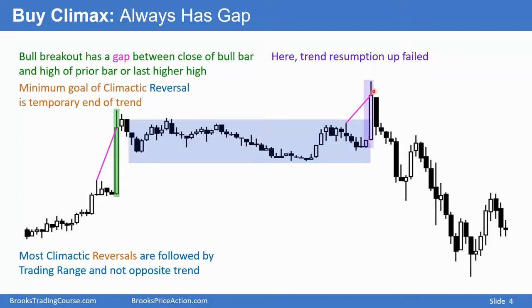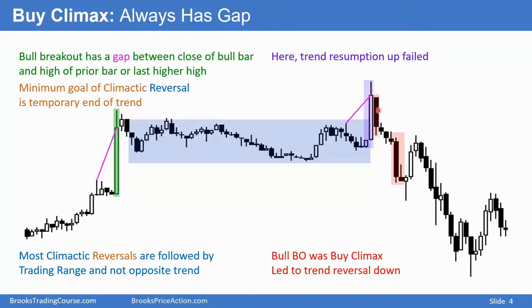Bull trend, trading range, trend resumption up. A big breakout, big bull trend bar, so therefore a breakout, and a climax. We have a gap, the close of this bar and the high of that bar, and it closed on the very next bar. So this became an exhaustion gap. This closed to that high. And not only did it end the bull trend, it led to a reversal.